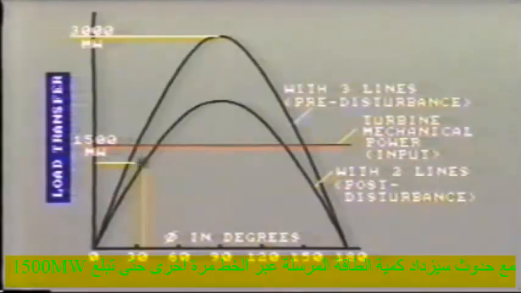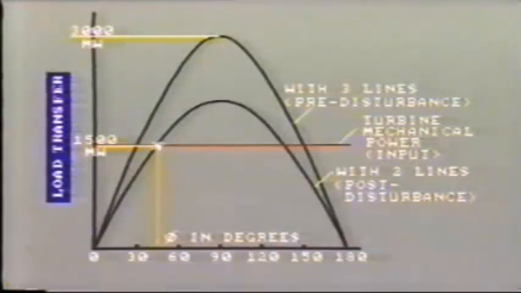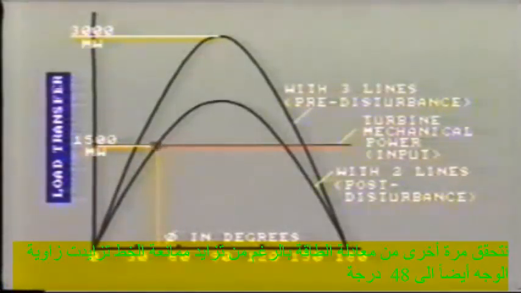As it does this, the amount of power being transferred across the line is increased once again until it reaches 1,500 megawatts. Once again, we are satisfying the power equation. Although the reactance of the line has increased, the phase angle has also increased to about 48 degrees. So at this point we should have equilibrium.